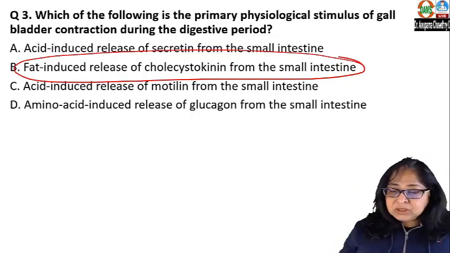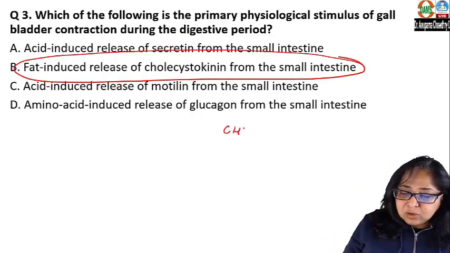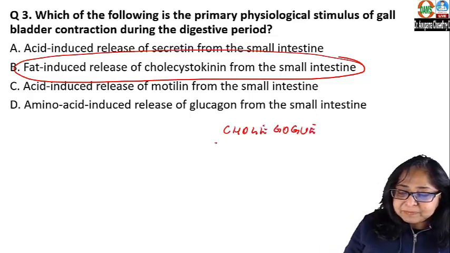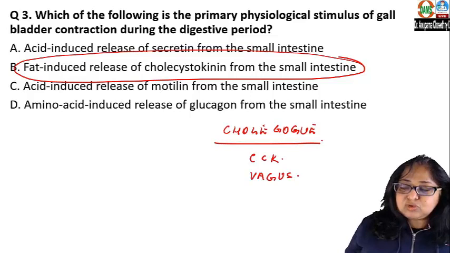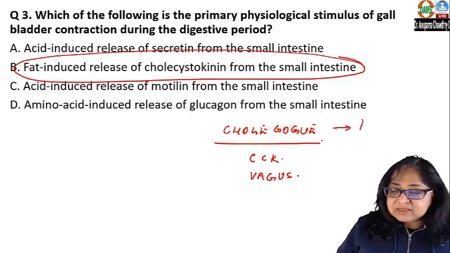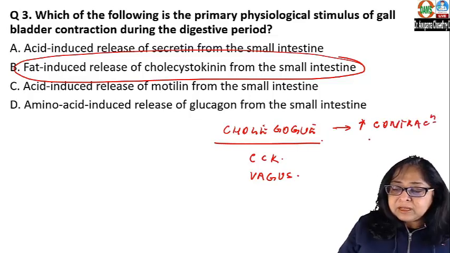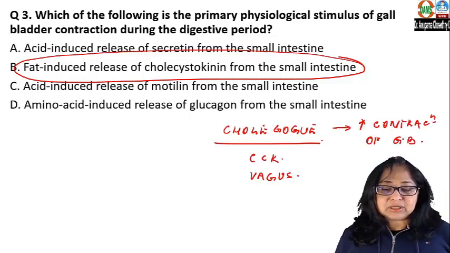Now, what is a cholagogue? A cholagogue is anything which causes a contraction of the gallbladder. And this is primarily cholecystokinin and which. These are the two cholagogues. They increase the contraction of the gallbladder and therefore increase the secretion of bile.